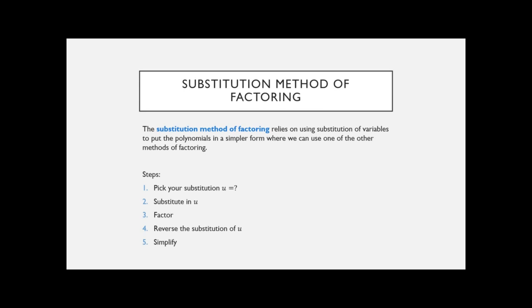So we're going to be using trial and error, or you could use the AC method. These are all going to be trinomials. Then you reverse your substitution so that you remove U and you put back in what U was equal to, and then you simplify. So we're going to go through all of these steps in my examples so you can see how this works.